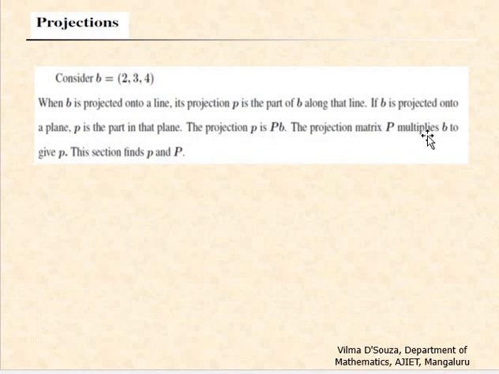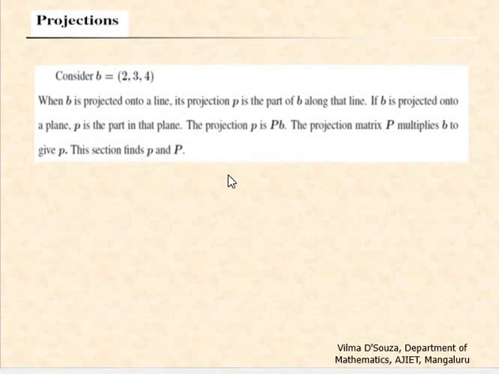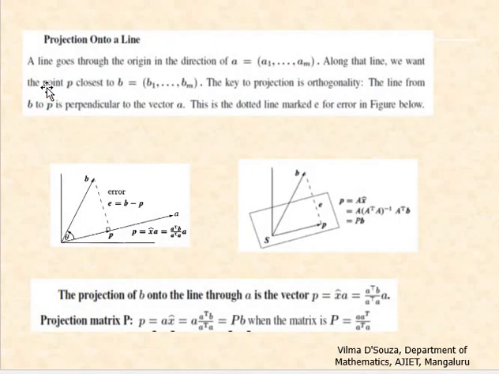The projection matrix P multiplies b to give p. So this we shall see here. What is capital P? How do you find the projection matrix P? Now here a line goes through the origin in the direction of a = (a1, a2, ..., am). Look at the figure. You have a vector going from the origin to a. Along that line, we want the point p close to b = (b1, b2, ..., bm).